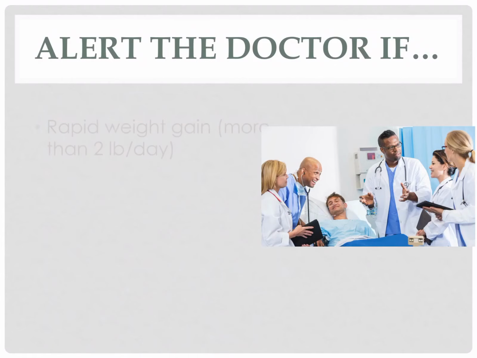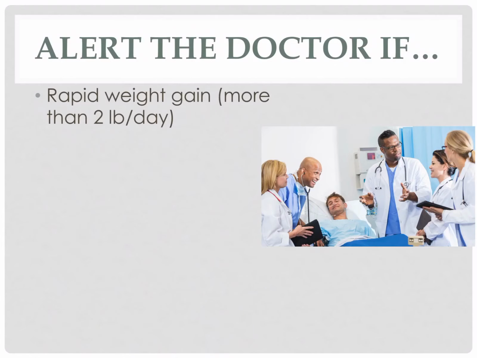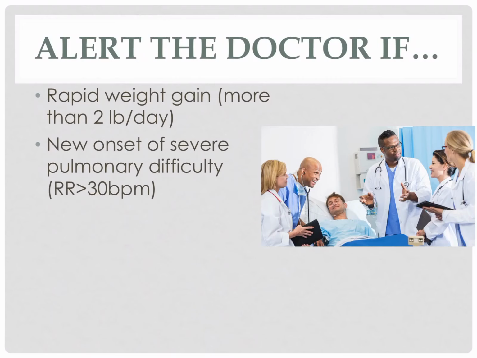Alert the doctor if there is a rapid weight gain of more than 2 pounds per day. That's abnormal. Also report new onset of severe pulmonary difficulty, for example a respiratory rate of more than 30 breaths per minute. Remember that the normal respiratory rate is 12 to 20 breaths per minute, so more than 30 means your patient is experiencing respiratory distress, and it should be reported to your physician.